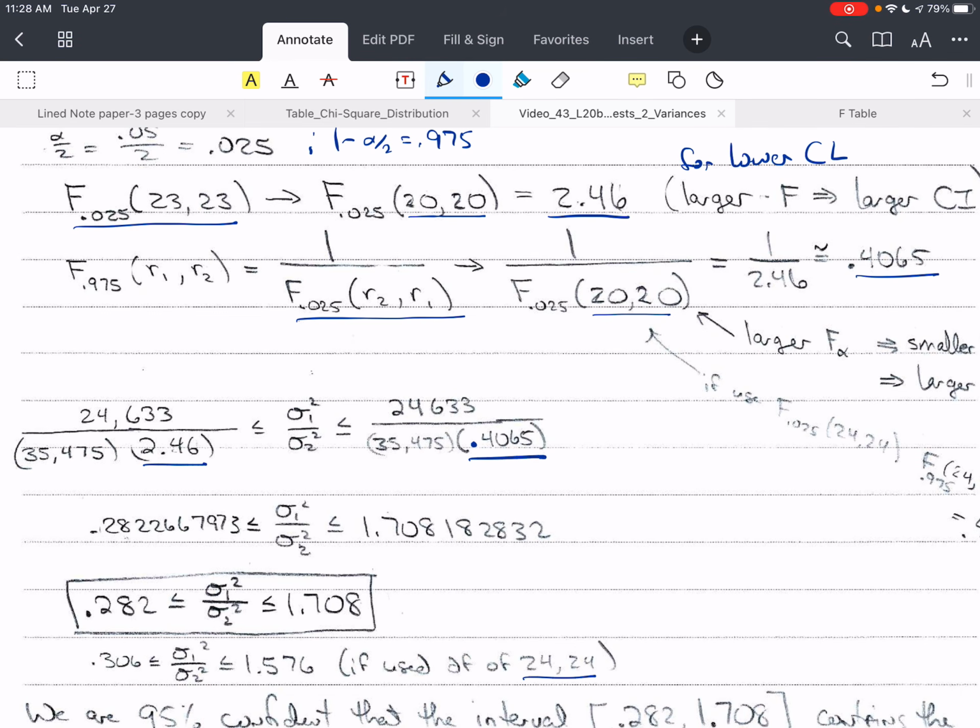And if we use 24 and 24, look what happens. We get a smaller confidence interval, which we would like, but we can't trust it. We are not 95% confident. This would be less than 95% confidence. That's not good. We don't want to be less than.